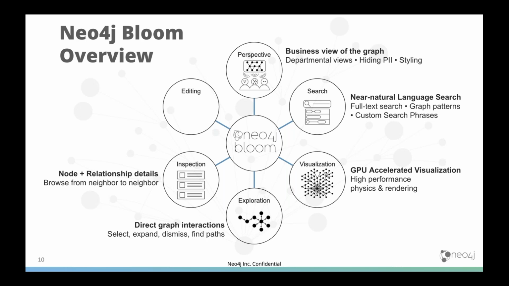Inspection at a detail level for your nodes and relationships, also the ability to browse from one to the other, and then be able to do some lightweight editing of your graph in terms of creating some nodes, connecting nodes with relationships, correcting data that you may see as not being correct.